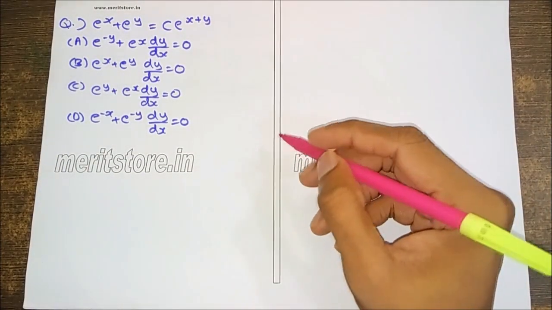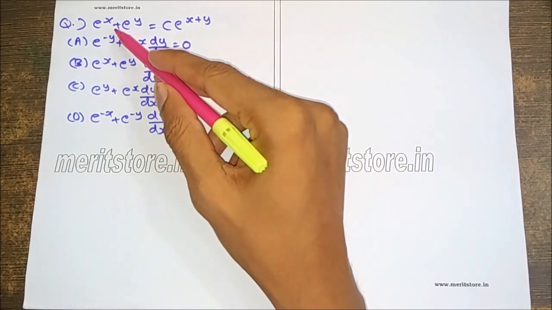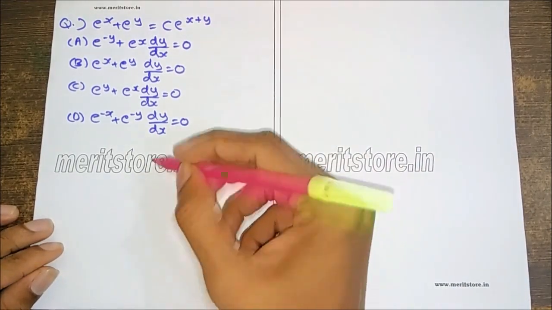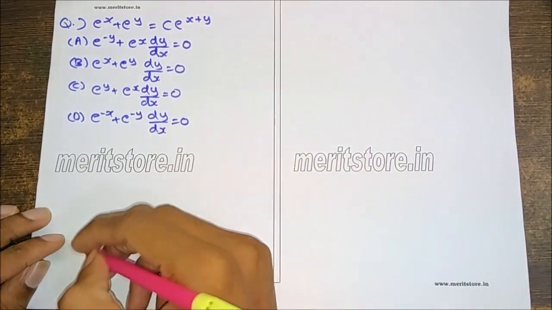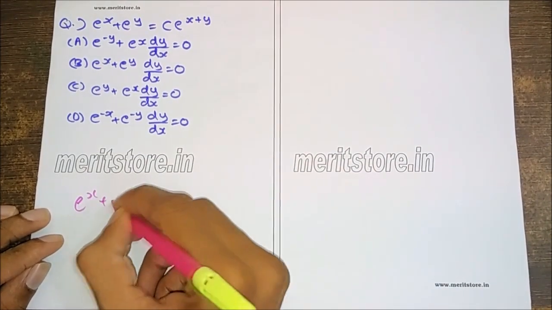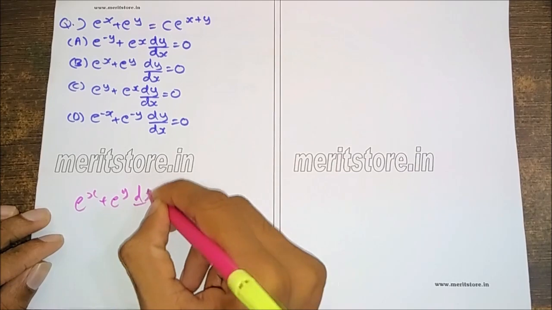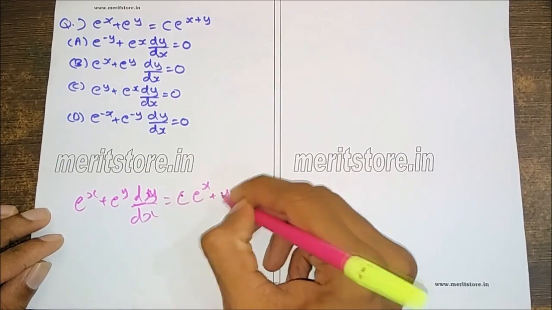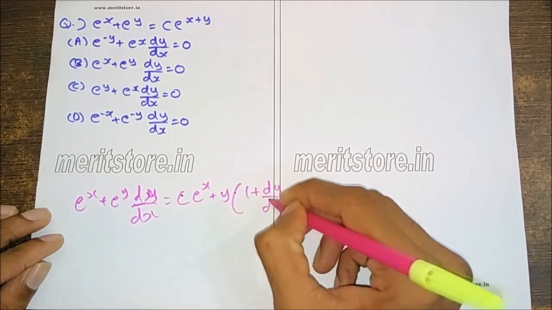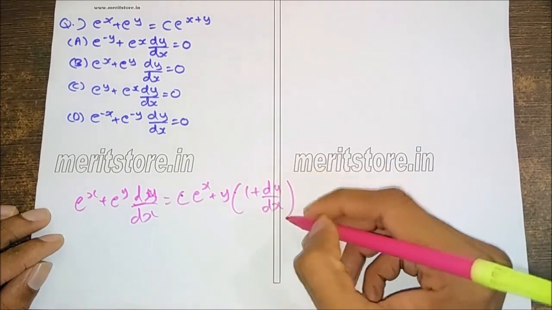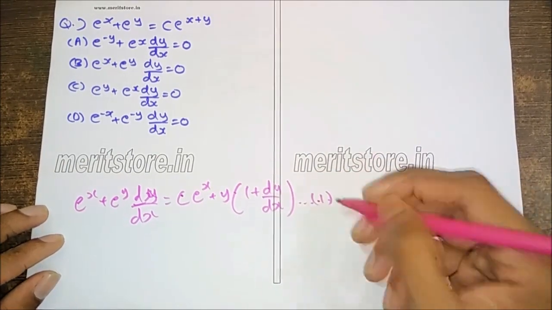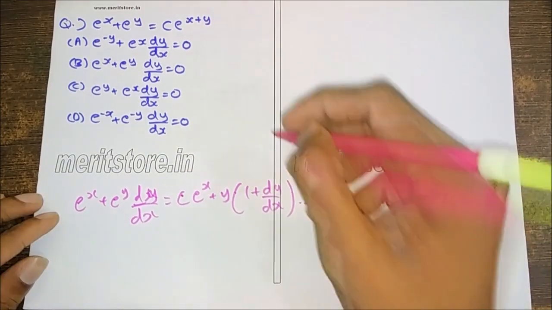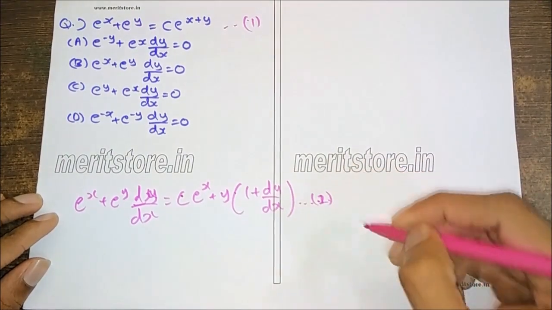Let's see MCQs on differential equation. e raised to x plus e raised to y is equal to c into e raised to x plus y. We have given 4 options over here. We differentiate both sides, we get e raised to x plus e raised to y dy by dx, which is equal to c into e raised to x plus y upon 1 plus dy by dx, which we give as equation 1. Sorry, let this be equation 1 and let this be equation number 2.